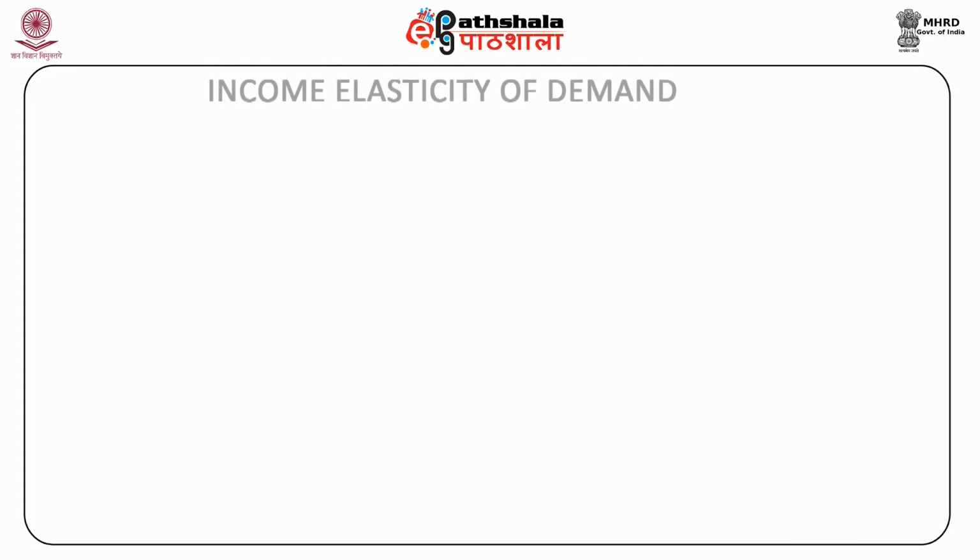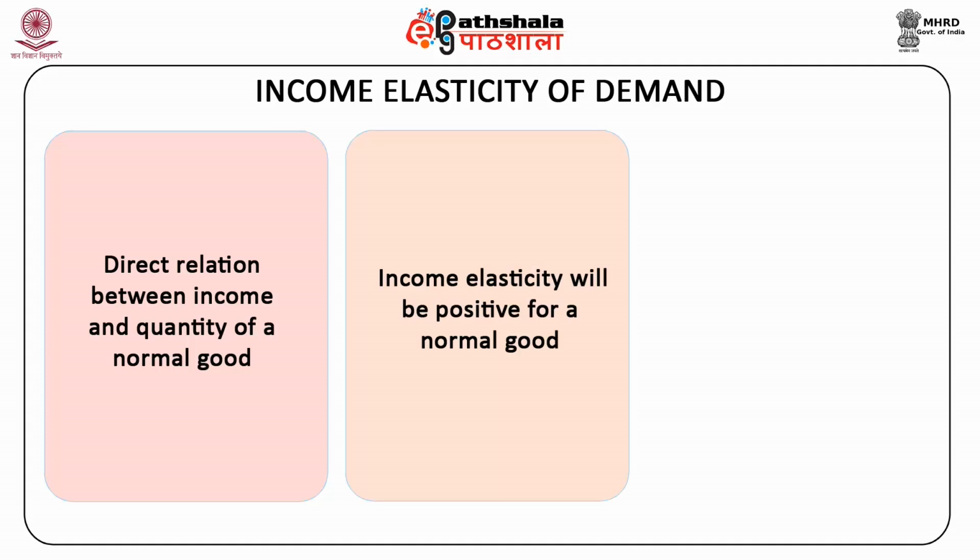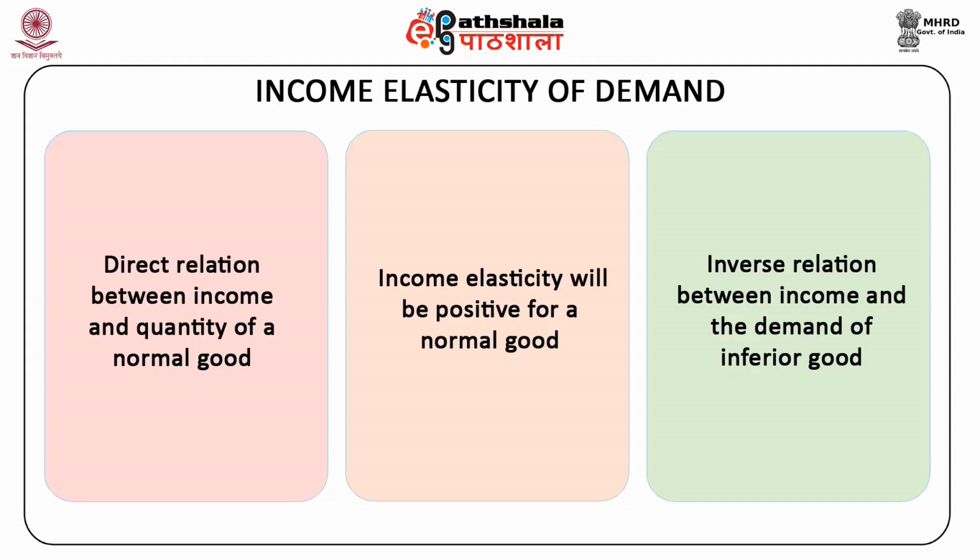Now, since there exists a direct relation between the income and quantity of a normal good, as the income of the consumer increases, the quantity demanded also increases. Therefore, the value of income elasticity will always be positive for a normal good. However, since there exists an inverse relationship between the income of the consumer and the demand for an inferior good, as the income of the consumer increases, his demand for the inferior good reduces, and hence the income elasticity will be negative for inferior goods.